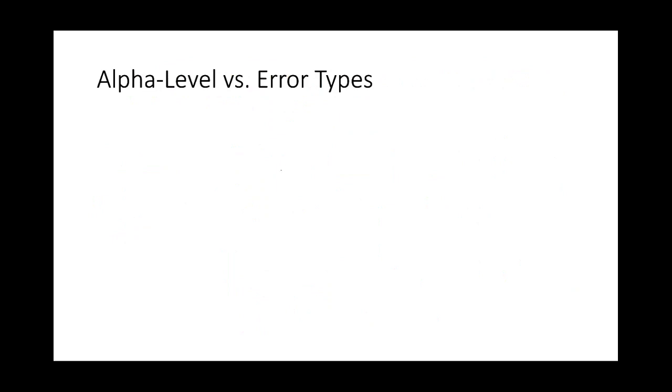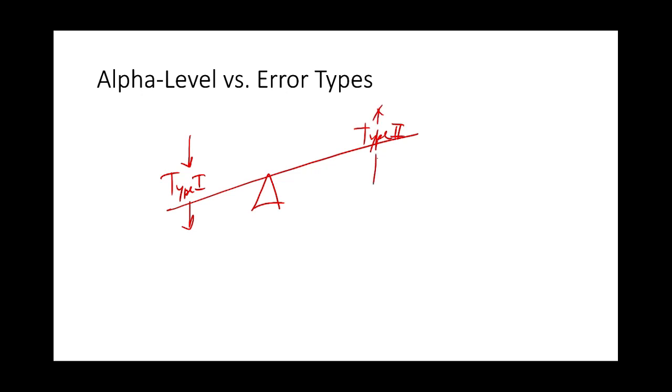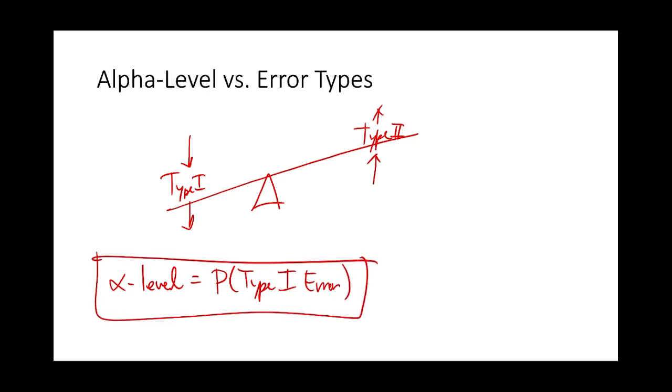The idea is that essentially these error types work against each other, right? So if you are trying to drive down your type 1 error, what you're going to do by consequence is drive up your type 2 error. And what we do is we pick an alpha level in order to control our type 1 error. So that alpha level is a probability of a type 1 error.